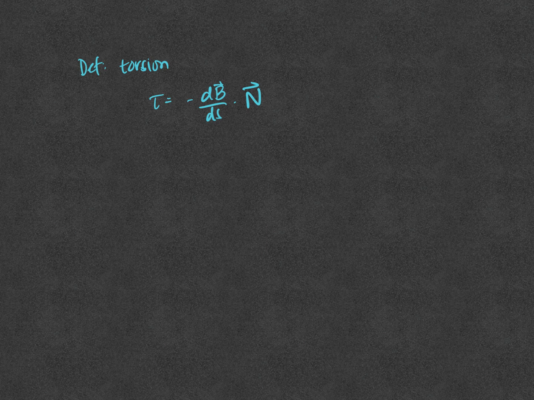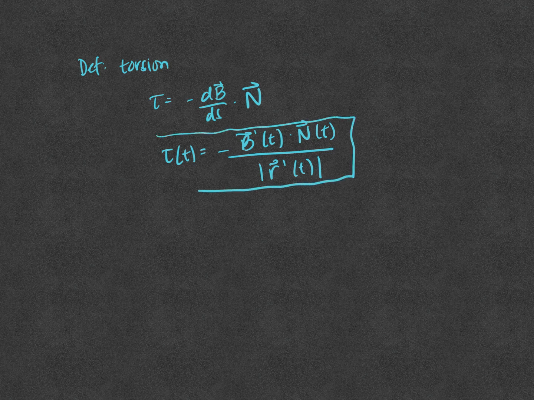Now, they use the chain rule to show all this, but the way we're going to see it is tau of t is equal to negative the derivative of the binormal vector dot product with the unit normal vector, over the length of the derivative of r of t. So you don't need to memorize this formula. You need to have seen it and used it. So there is one of them in your homework.